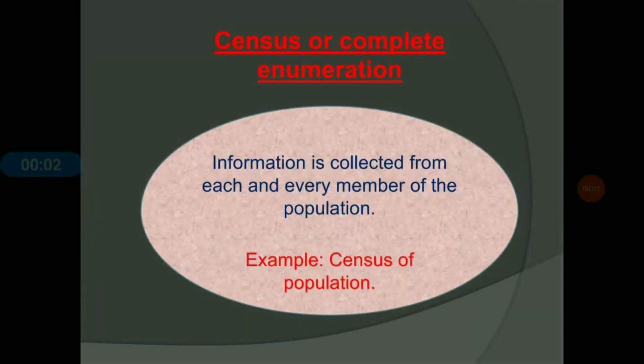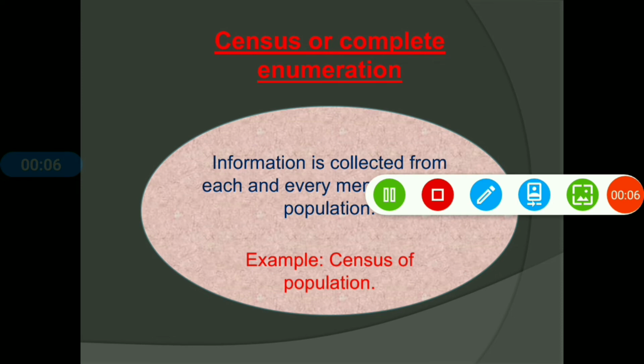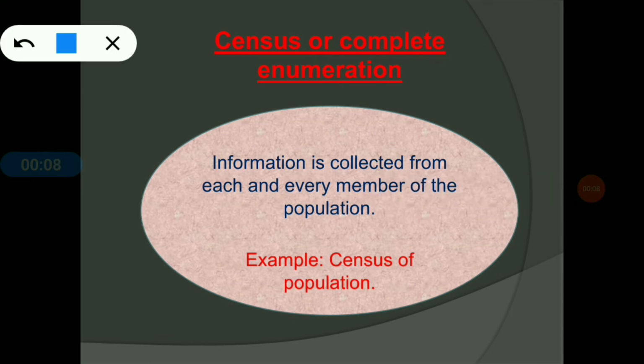So we can see the method of data collection, that is the census or complete enumeration. Okay, so in this method, information is collected from each and every member of the population. So at first we have to know what we mean by a census. Census is basically a survey method which is conducted on the whole population, and it is held every 10 years. Why? Because it helps to count the whole population.